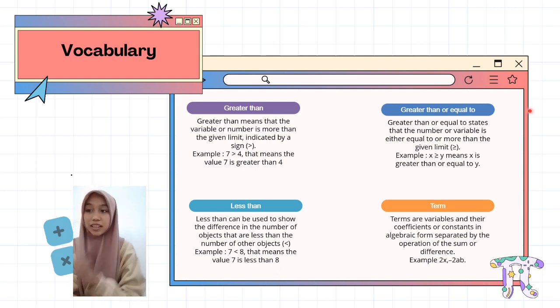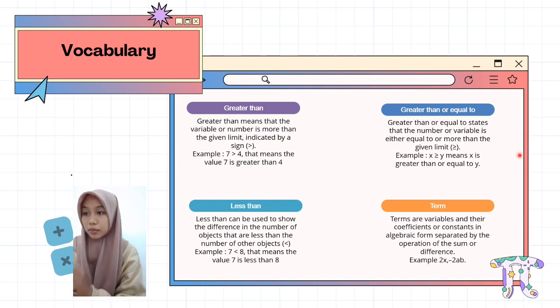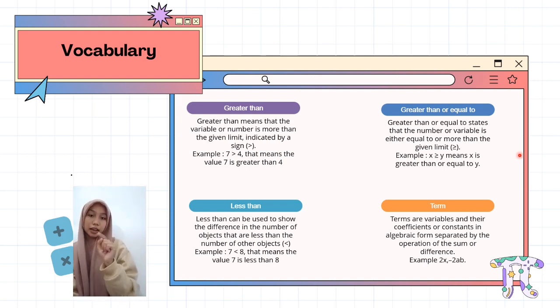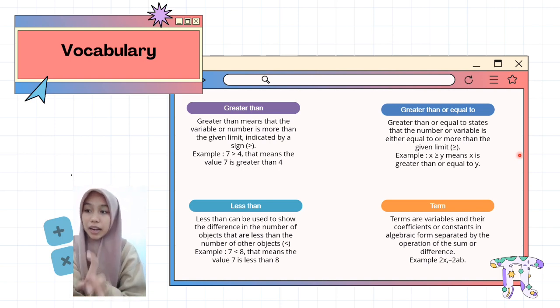Next we have greater than or equal to. In Indonesian we say lebih dari sama dengan. Greater than or equal to states that the number or variable is either equal to or more than the given limit, using a sign like this. Example, x greater than or equal to y means x is greater than or equal to y.